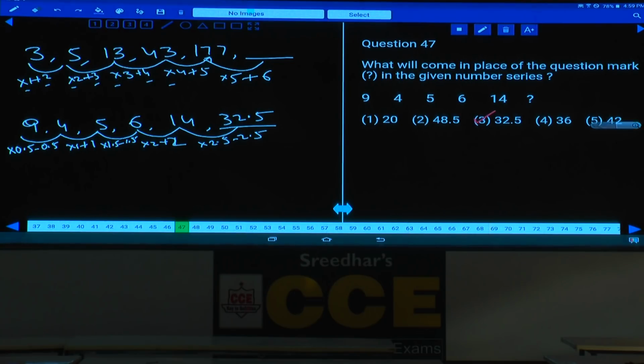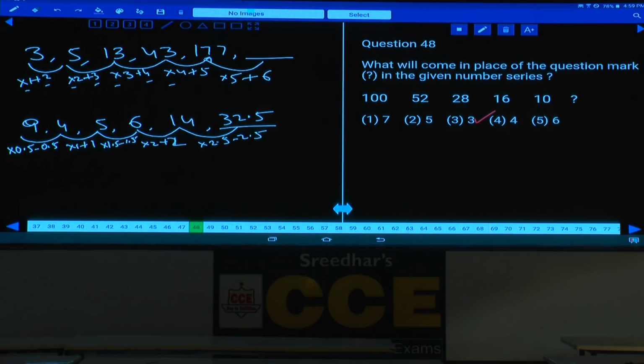Into 0.5 minus 1.5, into 1 plus 1, into 1.5 minus 1.5, into 2 plus 2, into 2.5 minus 2.5. And this is about question number 47. Then 48. Now question number 48. Tell me what is the logic here.